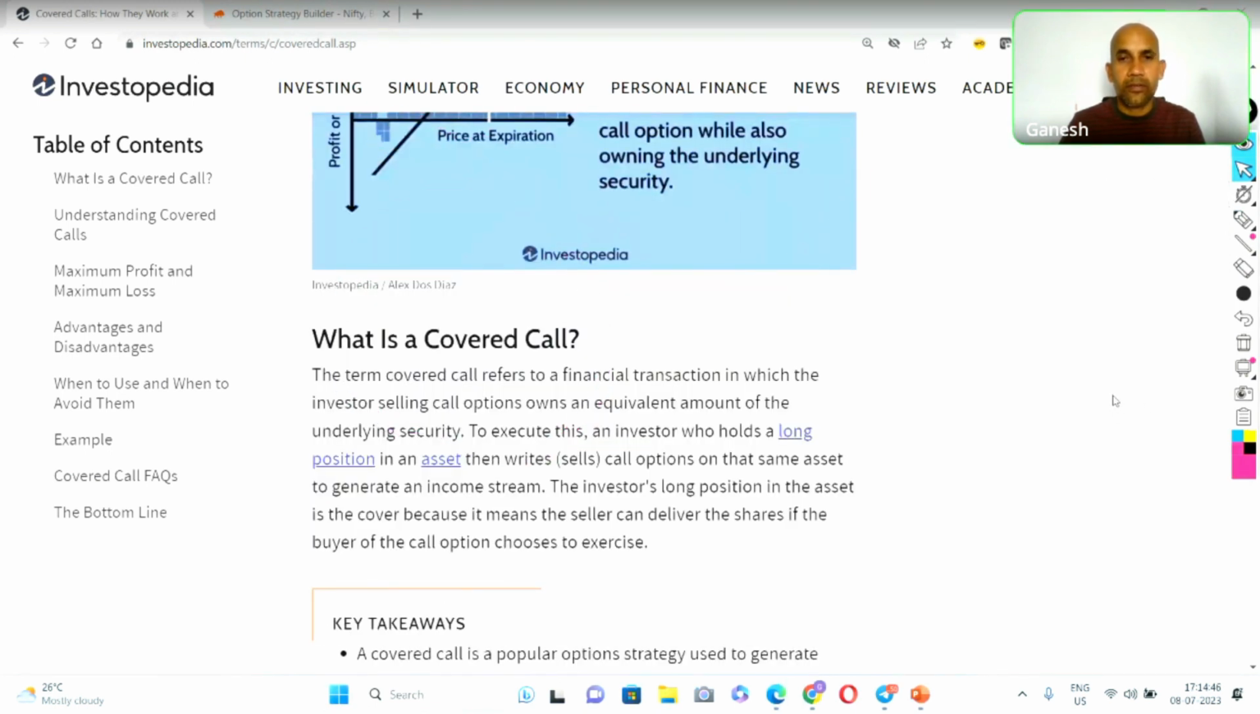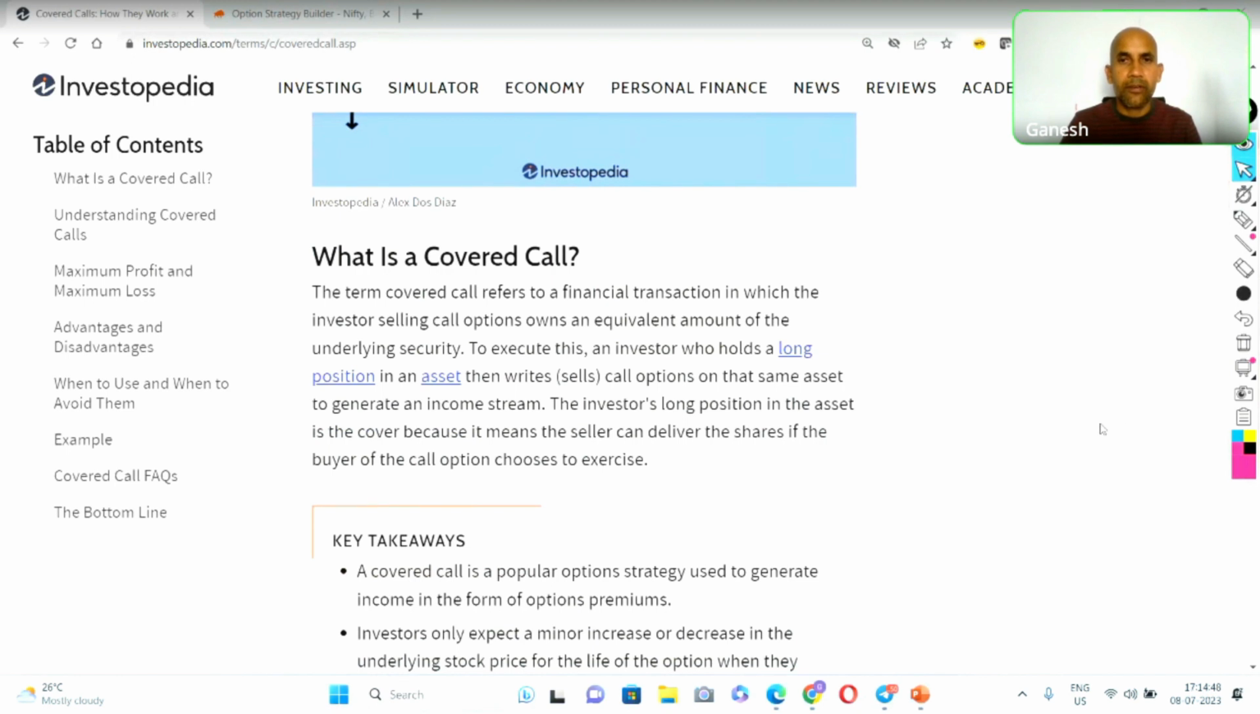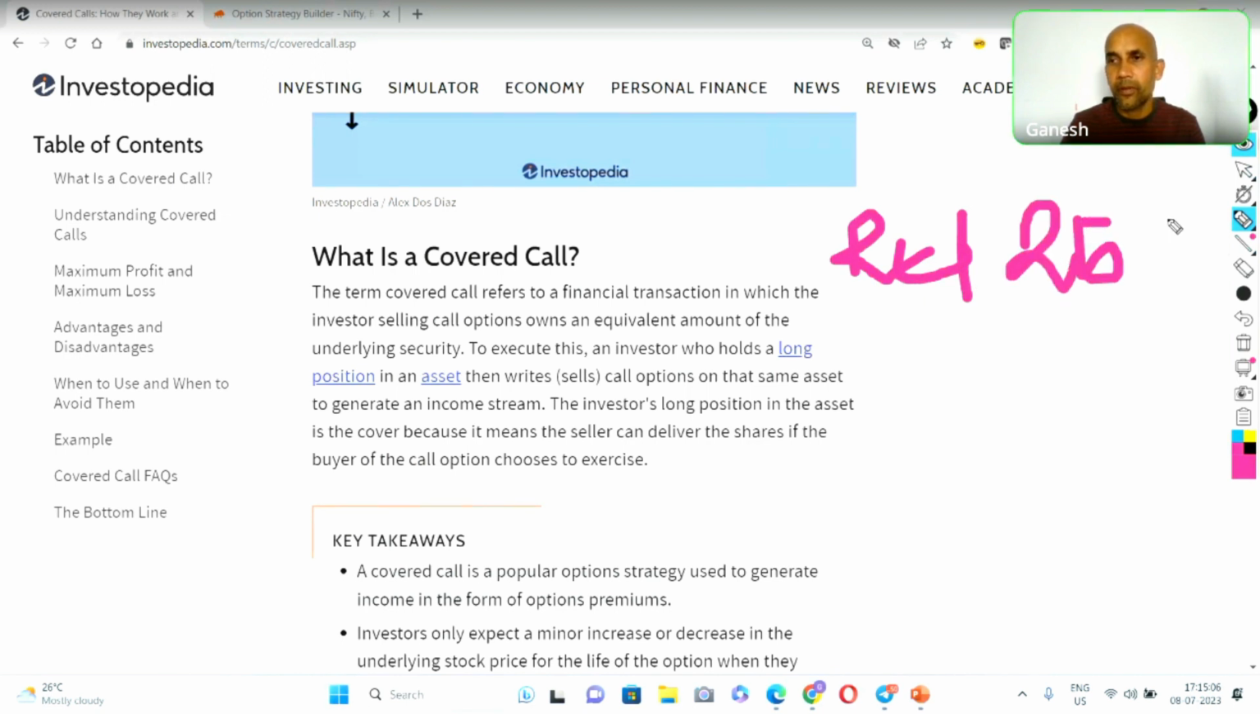If you see what is the covered call, in simple terms, covered call is that we have an underlying asset and an equivalent call. So I have a stock. Underlying asset means, let's say I have Reliance Industries. The lot size is 250. I have the underlying stocks, lot size 250. This is the one.